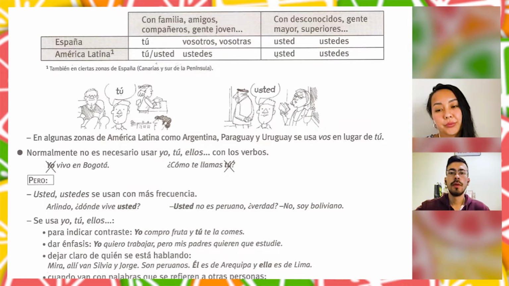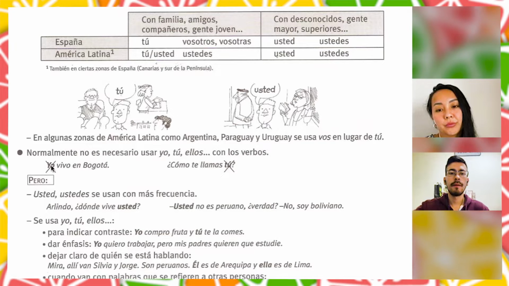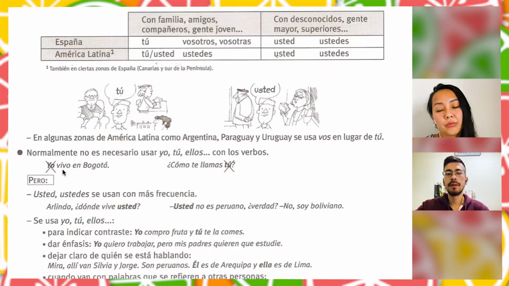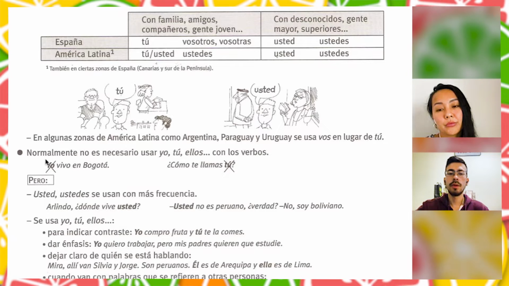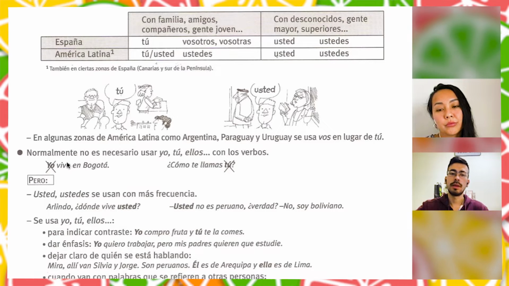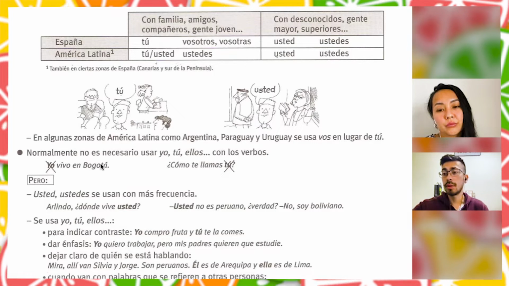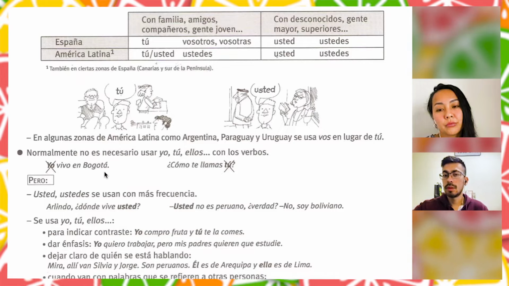So let's see, for example, here, vivo, that means I live. Here you see that we don't use yo. The verb already tells us which one we are using. So, vivo en Bogotá. I live in Bogotá.